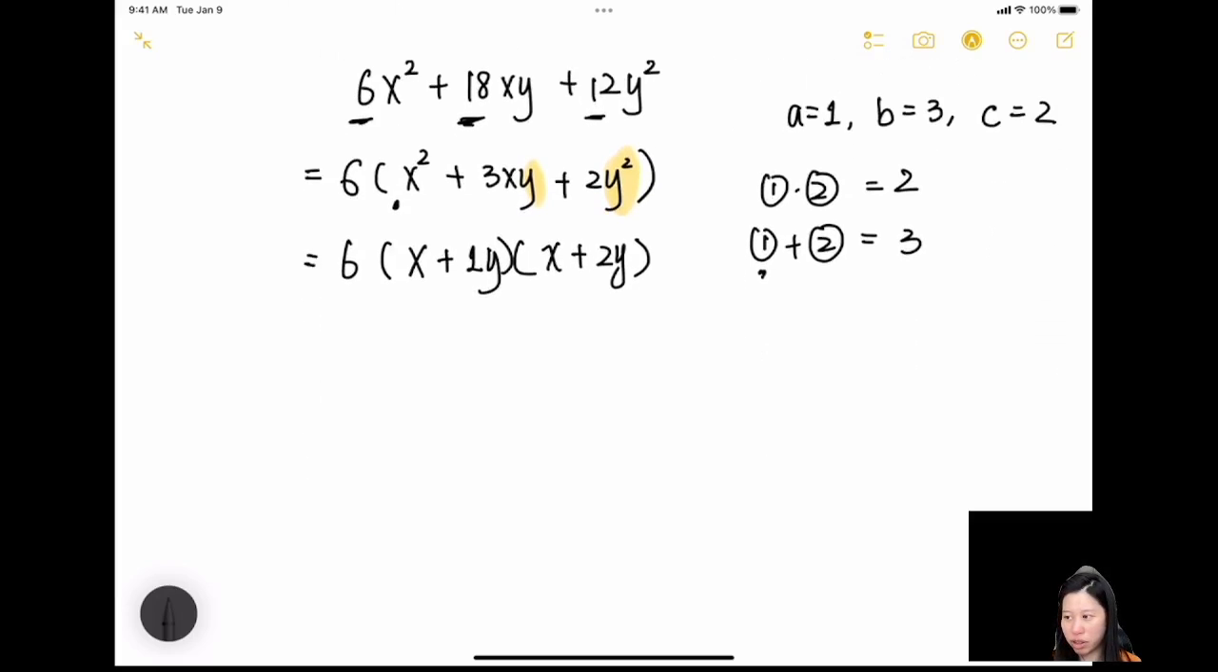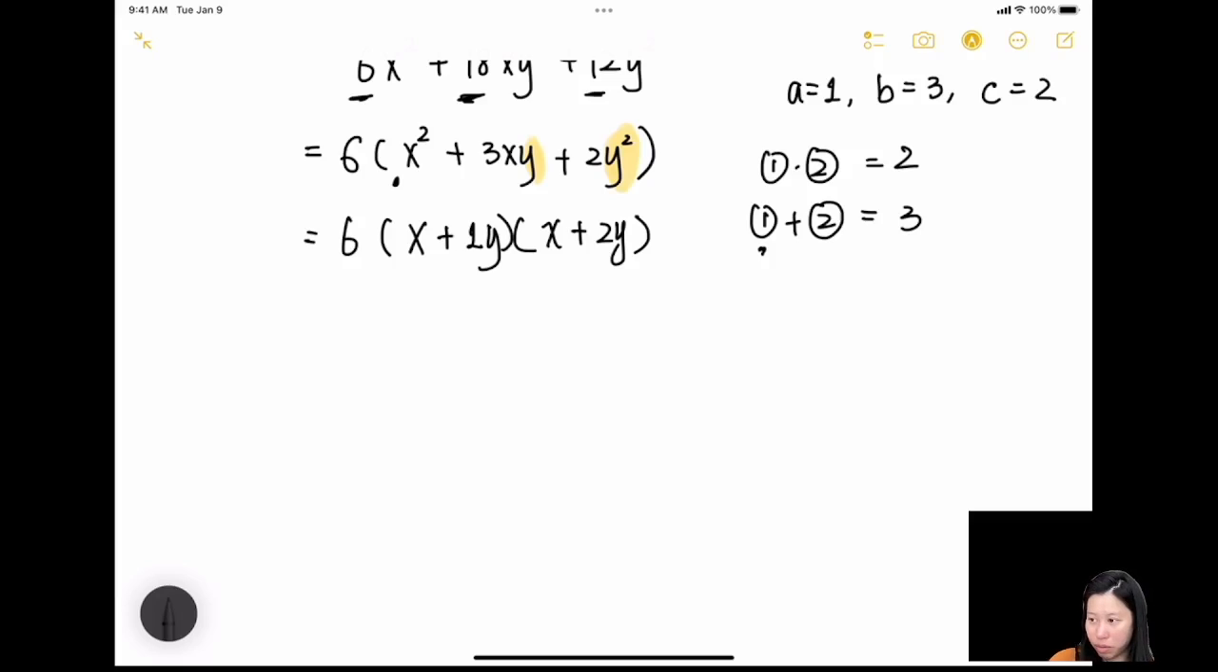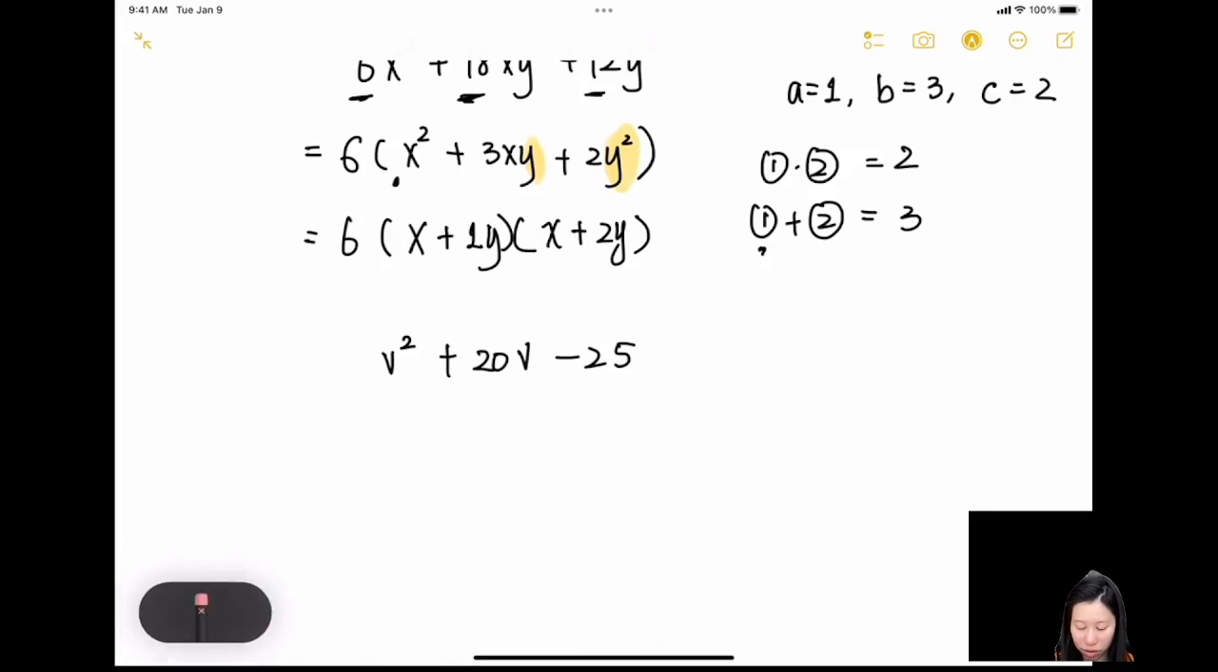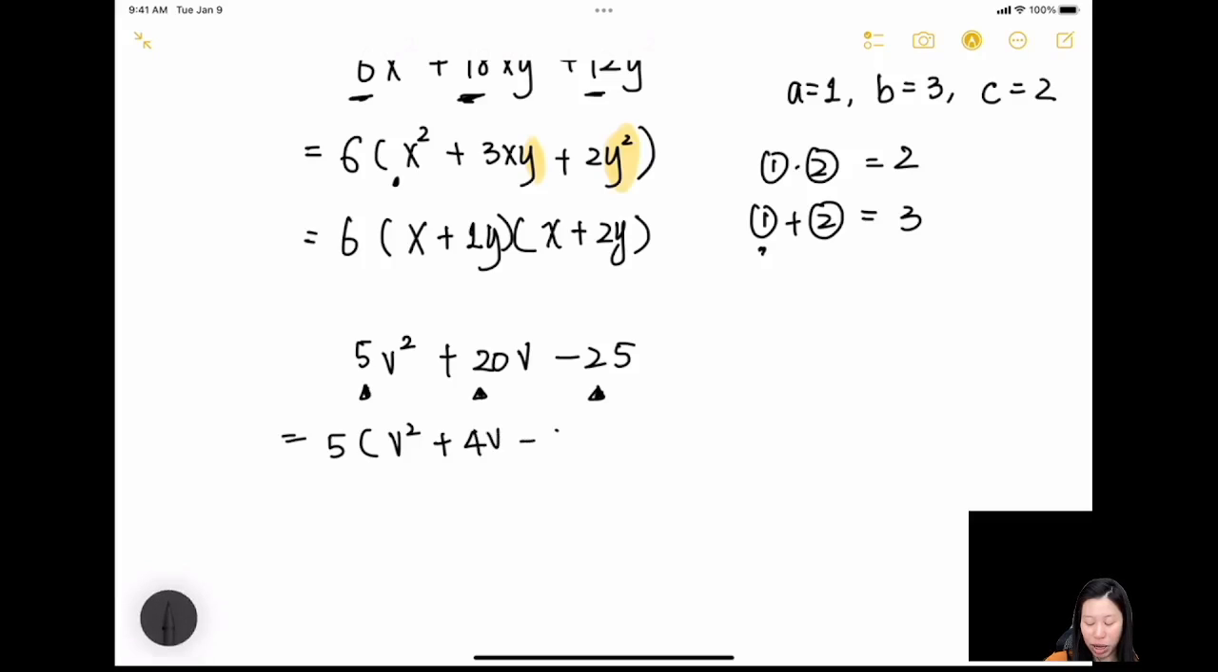Okay, now let's do another example. What about 5v squared plus 20v minus 25? Again, this is not the trinomial that we want, because I wrote this wrong, I'm sorry, this is 5, not 30. So the first step is you try to factor out the common factor. Let's look at the numbers. What do they have in common? 5, right? I factor the 5 out. I have 5 times v squared plus 4v minus 5.